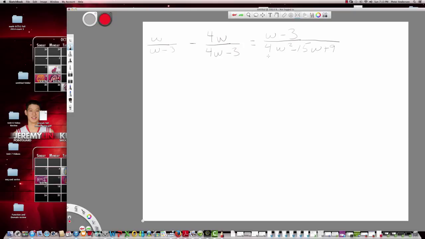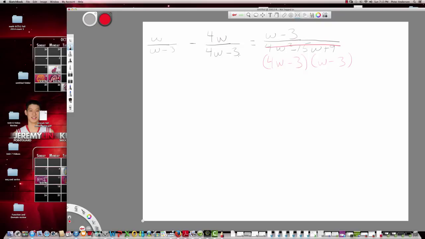Red. Okay. So 4W minus 3 times W minus 3. Let's see if this is true. 4W times W, 4W squared. 4W times 3, negative 12W, minus 3 would be minus 15W. And negative 3 times negative 3 is positive 9. So, wow, look at that. Okay, so I factored that out as such.